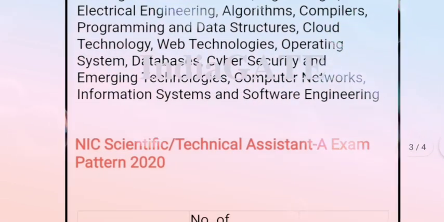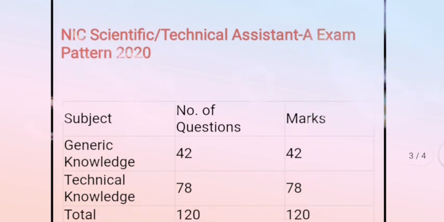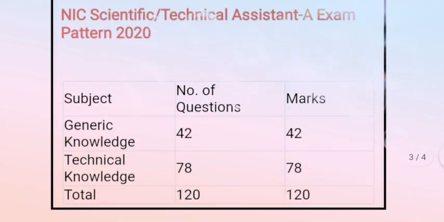Now come to the pattern. The pattern is also similar to Scientist B, and here the total number of questions is 120 and total marks are also 120, and here there is also negative marking of 0.25.